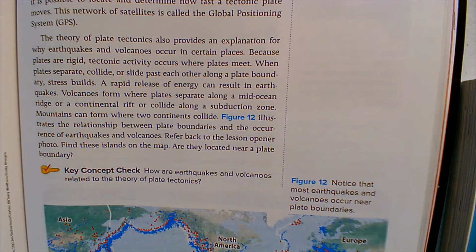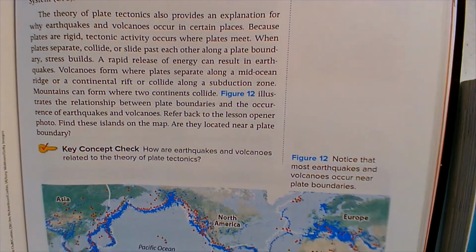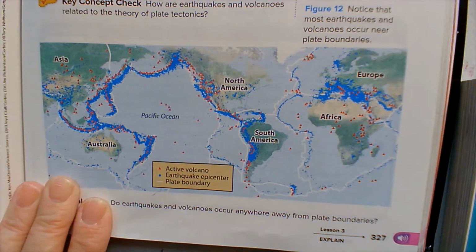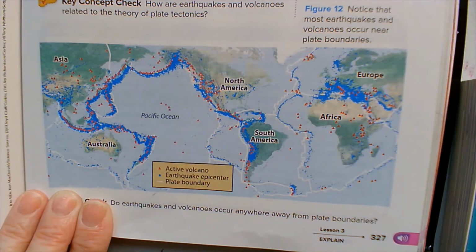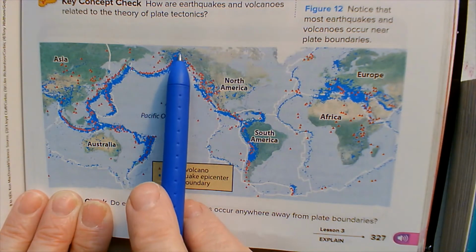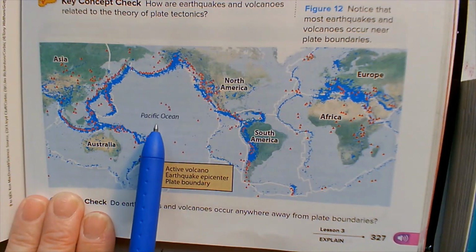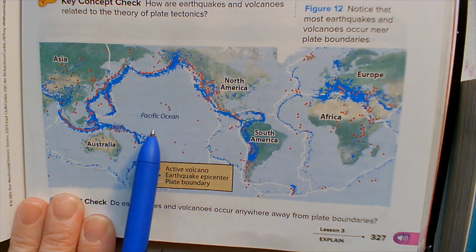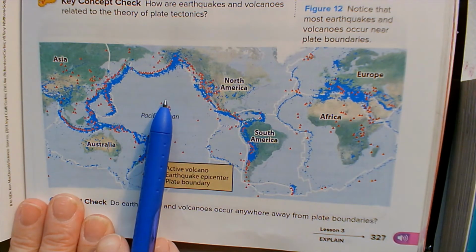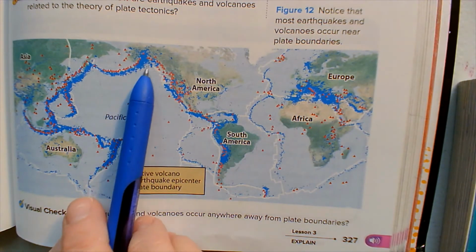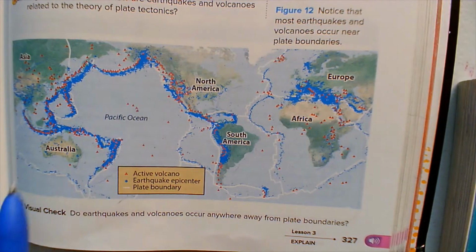Refer back to the lesson opener photo. Find these islands on the map. Are they located near a plate boundary? And so the Aleutian Islands, we don't have to look back at the picture to know, we're looking at the Aleutian Islands. So this is Alaska up here, and that would be the Aleutian Islands, remember? So that is where the Pacific plate meets the North American plate. That's where we have the Aleutian Islands.